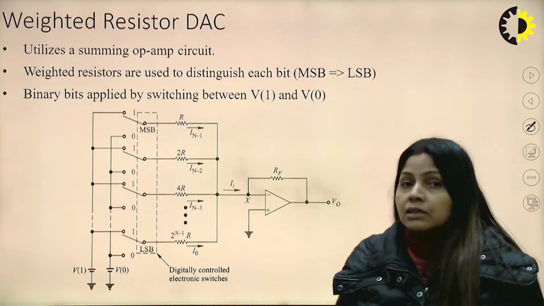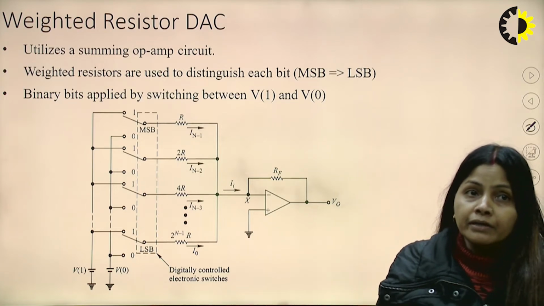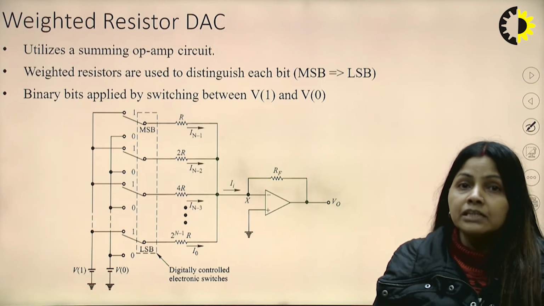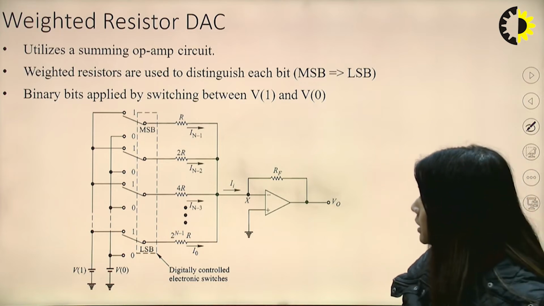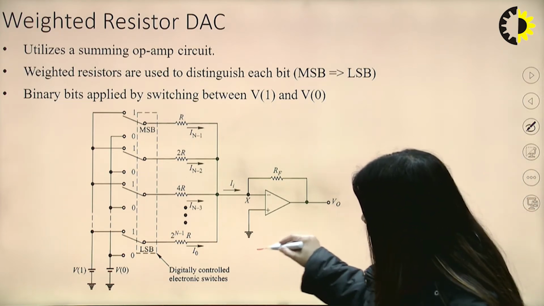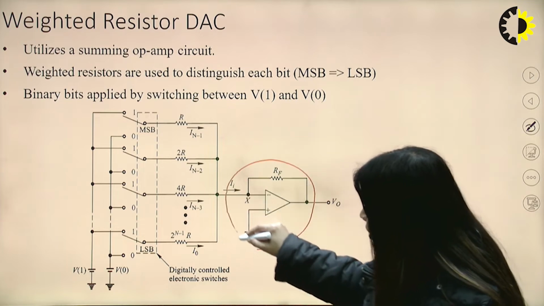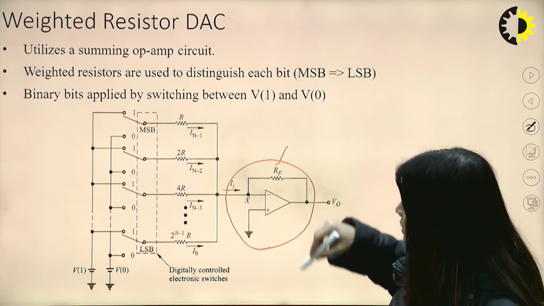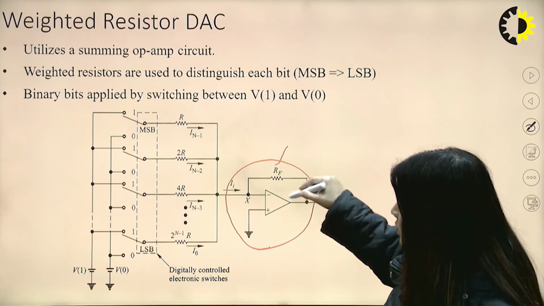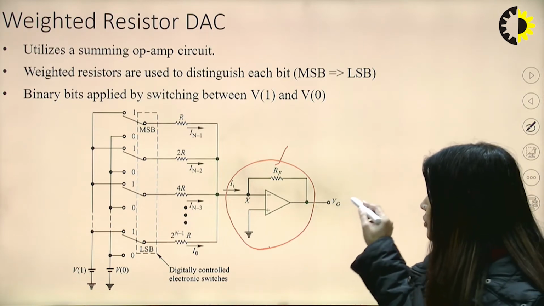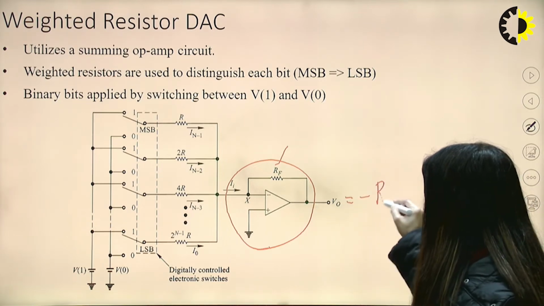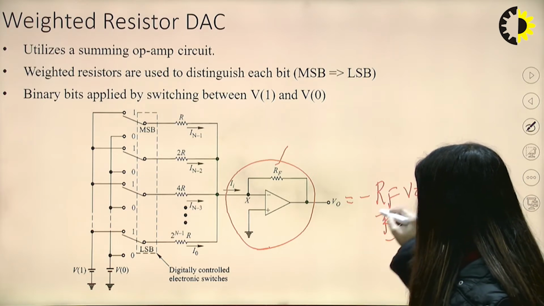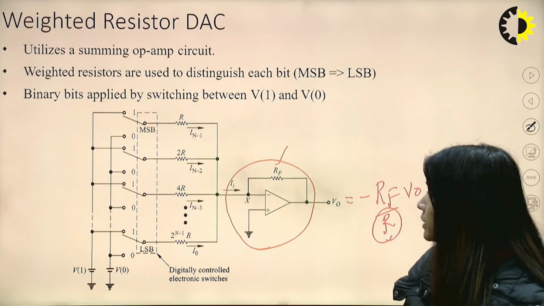It is a kind of summing amplifier. So we are using an op-amp circuit, IC741. Here we can see one op-amp circuit, and we have taken an inverting op-amp. Here is the feedback resistance RF, and for this the value of VO will be minus RF upon R1. Now how this R needs to be calculated, we will see.